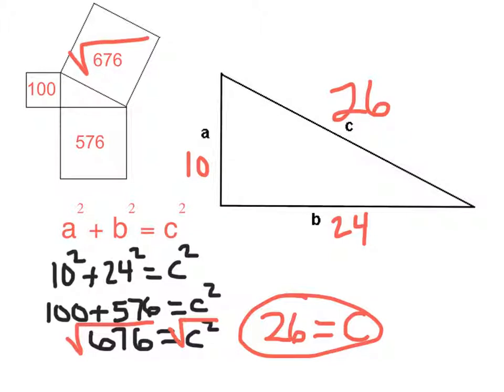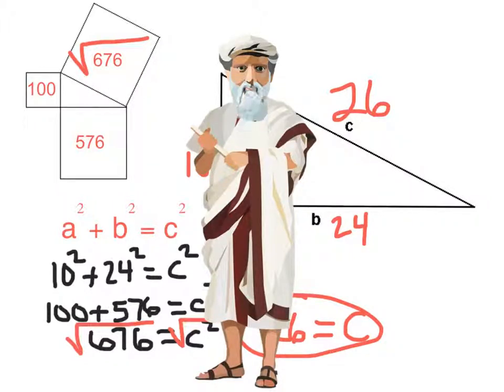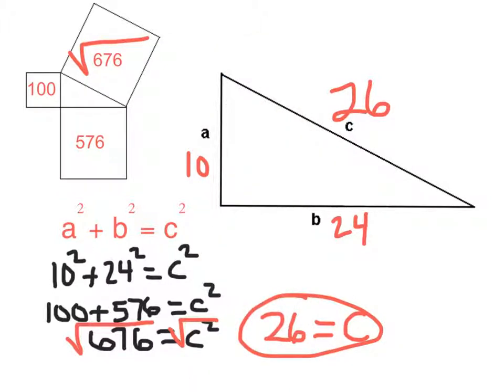Pythagoras, is that you? I tricked you. Knock, knock. Who's there? Me. Gotcha. Bye. I don't think you understand how knock-knock jokes work, Pythagoras.